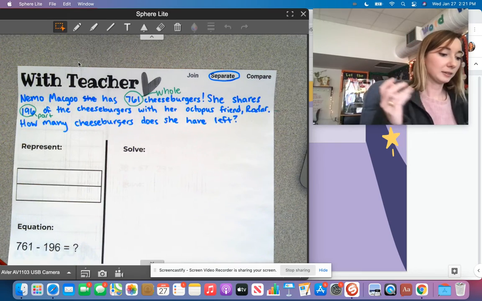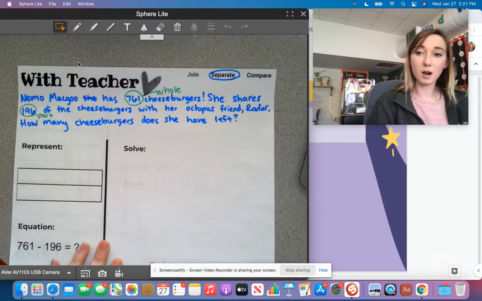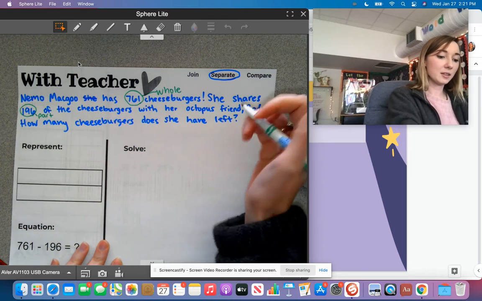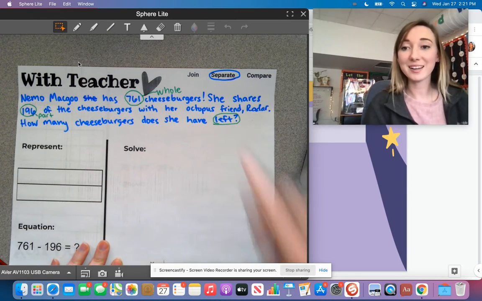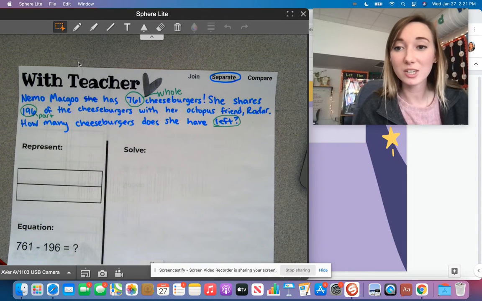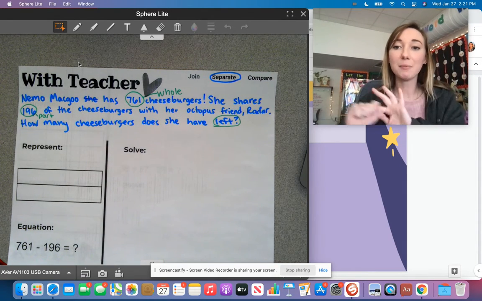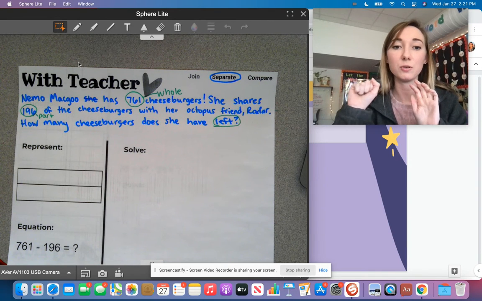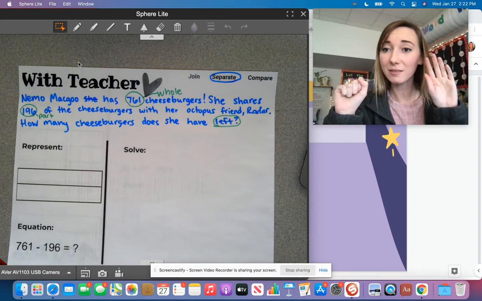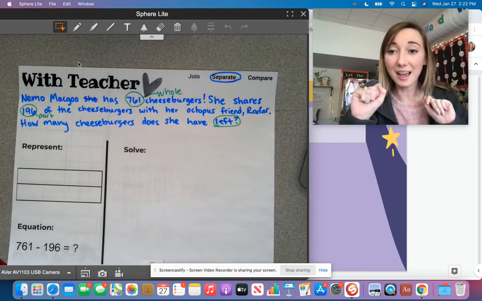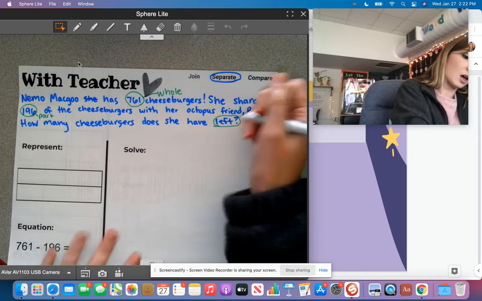And then we have a part of them that she gives to Radar, the octopus. And then there's also a part, even though we don't have a number here, guys, we have to recognize that that is a part. That's our question mark, because if she has all of them and she separates some of them and gives part to Radar, there's still some here, right? This is the part that is left, okay? And that's what we don't know. That's what we're looking for. So this is our other part.